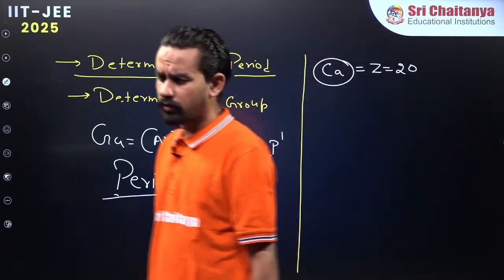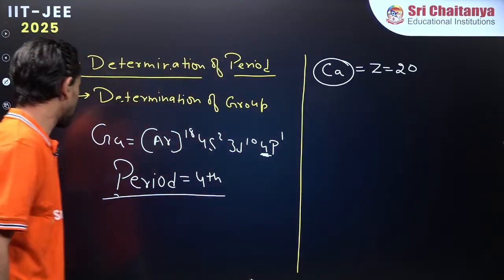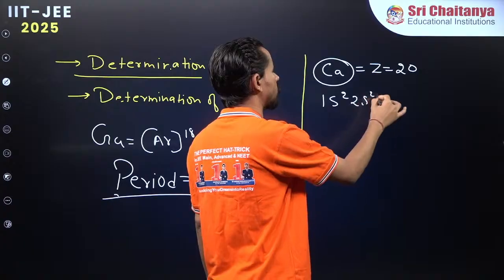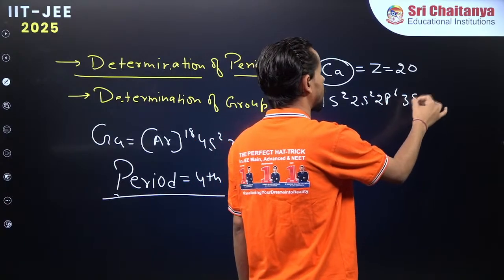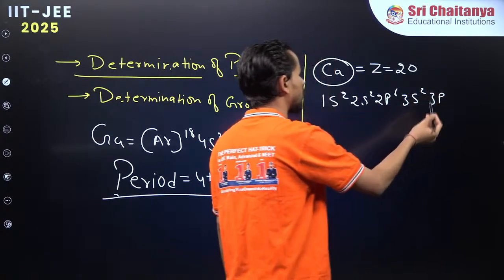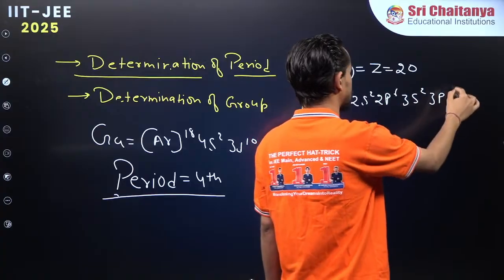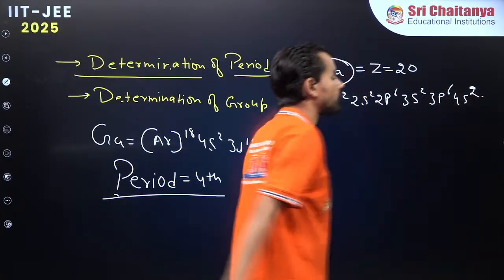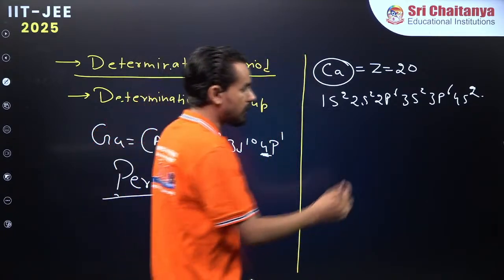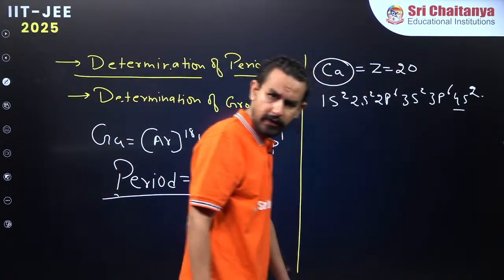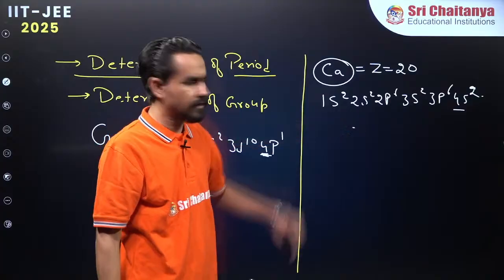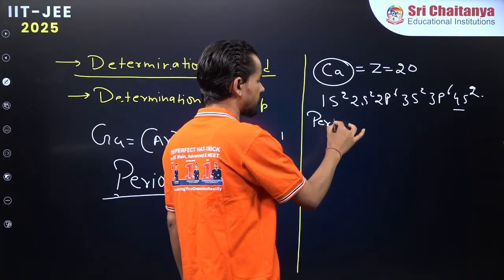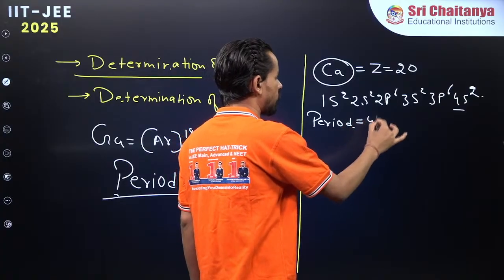Again, 1s2, 2s2, 2p6, 3s2, 3p6, 4s2. That is the configuration. So which is the highest filled shell? The fourth is the highest filled shell. You can determine by this that the fourth shell is highest, which means its period will be fourth.